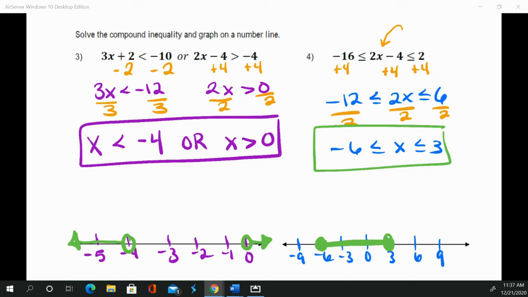So OR inequalities, they shade in the tails. It's either this or that. And inequalities, we shade in between because x is in between those two values.